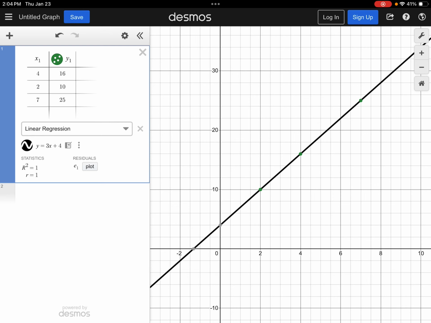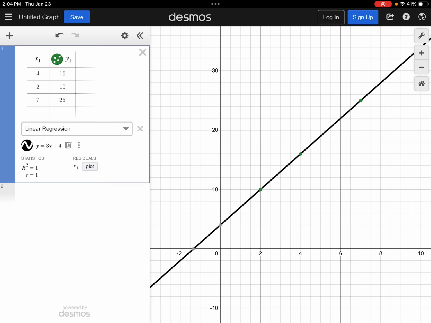Now, these dots are exactly on a straight line. And I know that because not only can I see it in the picture, but I'm looking at my statistics and I see an R-squared value equal to 1. Whenever you see an R-squared value, which is the way that Desmos reads models, whenever it's equal to 1, it is an exact match. This line is going exactly through those 3 points, and that's fantastic.